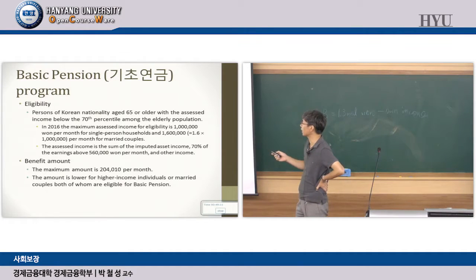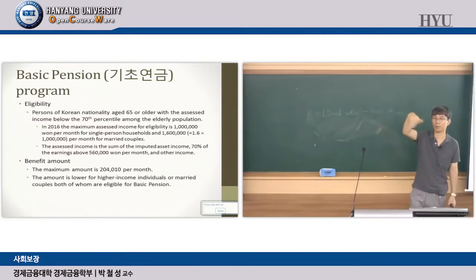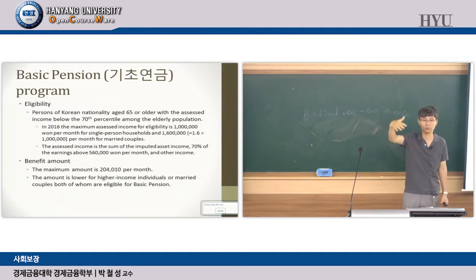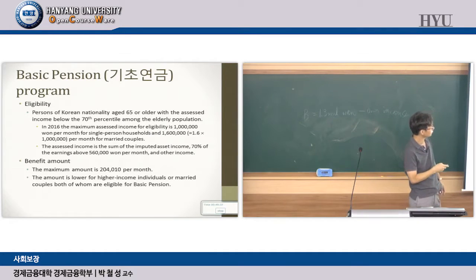Persons of Korean nationality, ages 65 or older, with the assessed income below the 70th percentile among the elderly population are eligible. So if you are poorer than the top 30% of the elderly households, you are eligible. So in that sense, it's a welfare program. The threshold seems to be quite high, but still, it's a welfare program. Okay? So relatively poor individuals get the money. A difference is that I don't think you have to apply, is it? I should check. I'm not sure.